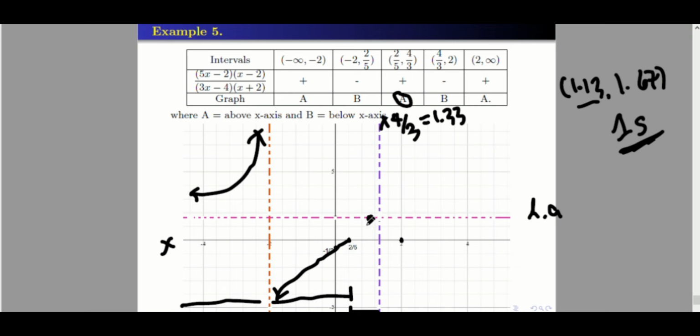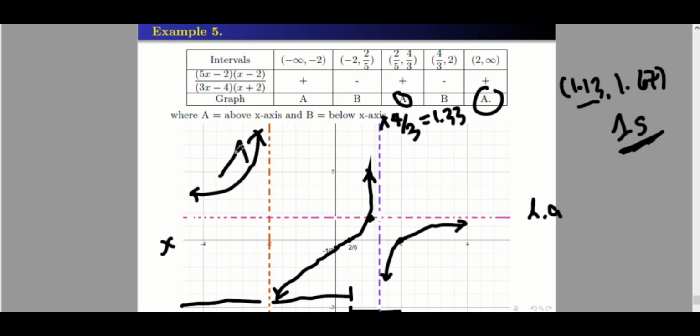And now we can now cross. This is the point of intersection. So you can now cross the HA, or the horizontal asymptote. Next, 4/3 to 2. So this small portion here should be below the x-axis. And last, it should be above. But it will not cross the HA because it already crossed here. Okay, so it will be asymptotic to the horizontal asymptote.